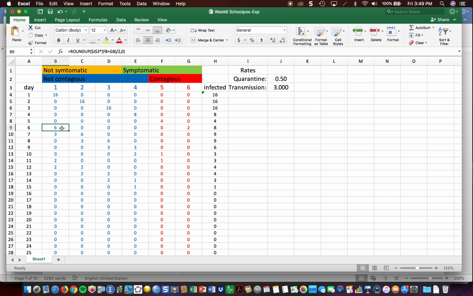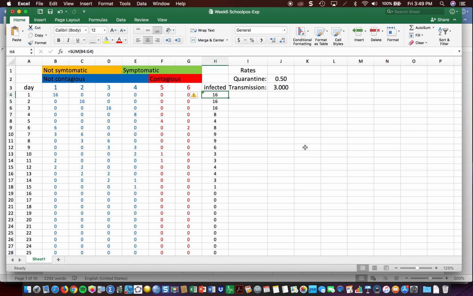All right, and then once we got those cells put together, all I did is copy the formulas here and fill them down. There is one more column here, which is the total number of infected people. It is just the sum of the different kinds of infected people, and this is the number that we're interested in seeing what happens over time.